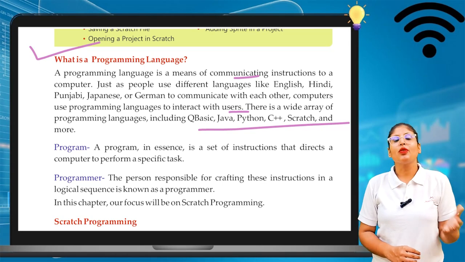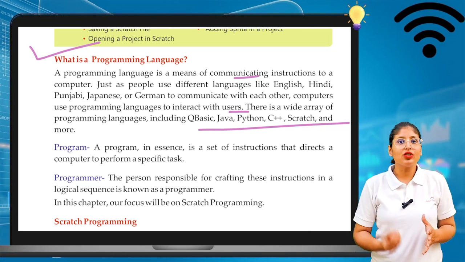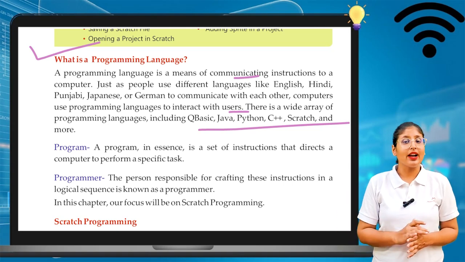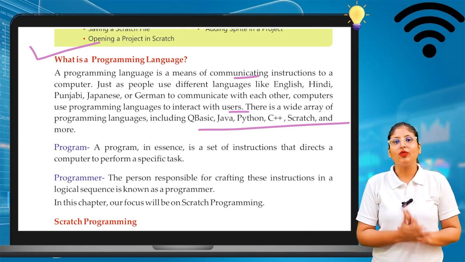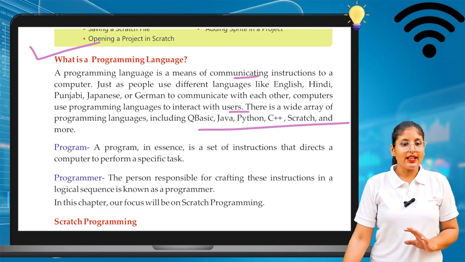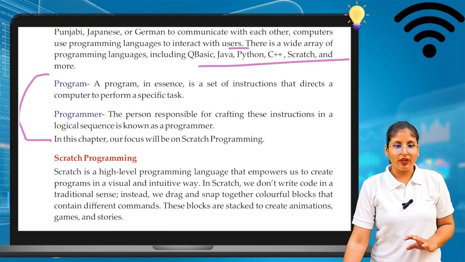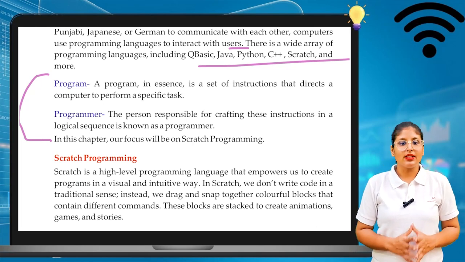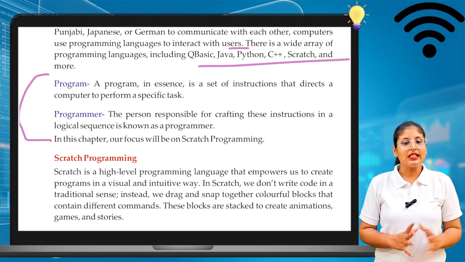So what does a programming language do? Just like human beings have a language to communicate, computers have a language, the programming language, that helps the computer communicate with us. In programming, two things are very important. First is the program, and second is the programmer. So what is the difference between them? Let's see. First is program.